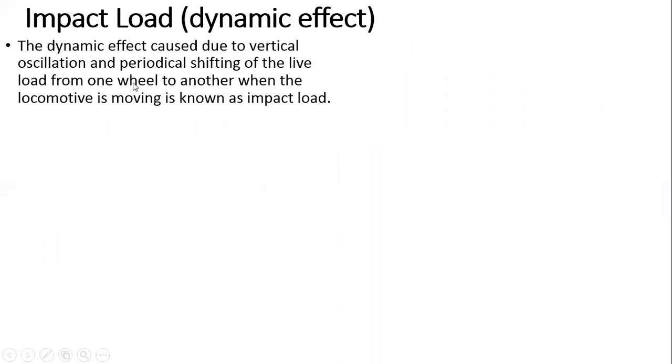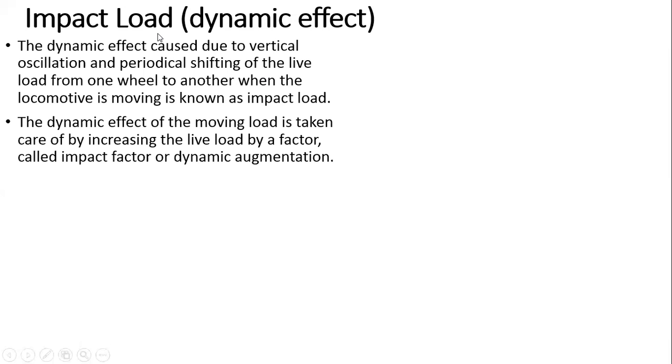And periodical shifting of the live load from one wheel to another. When the train is moving over the bridge, the live load passes from one wheel to another wheel. So this means that this load is continuously changing. Because it is varying with time, it is called the dynamic effect or the dynamic load or the impact load. This dynamic effect of the moving load is taken care of by increasing the live load by a factor called the impact factor. So you have to increase the live load by a factor that is called your impact factor.